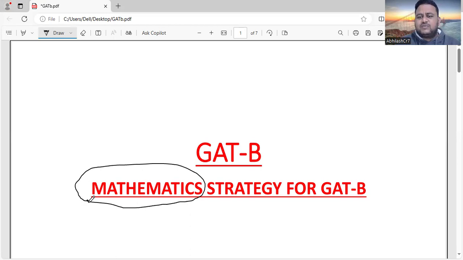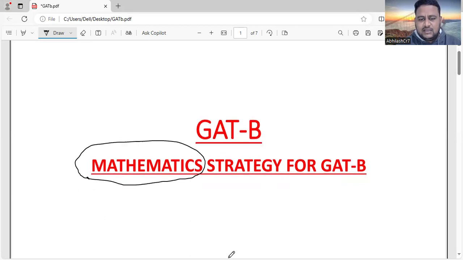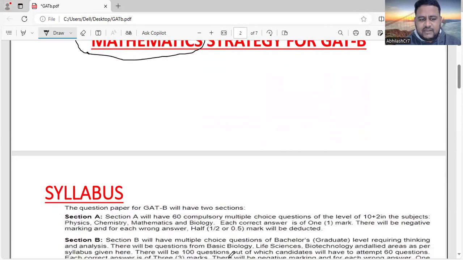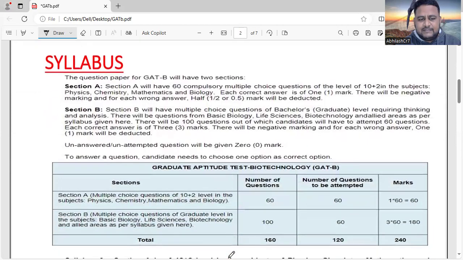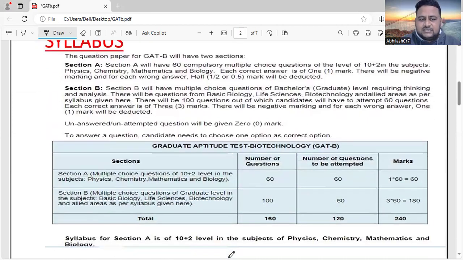Why do we have to discuss the mathematics strategy for the GAT-B exam? Most of you must already be aware of the pattern of the GAT-B exam. There are two sections. The first section is a general section, which contains subjects like physics, chemistry, mathematics, and biology.